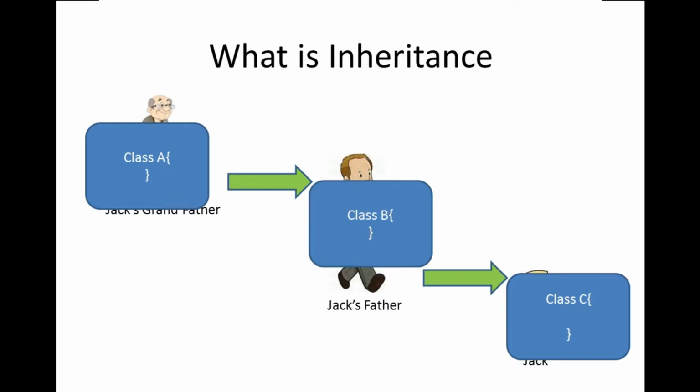One object acquiring the properties from another object is called inheritance. So class C can get the properties from class B and class B can get the properties from class A. This is the inheritance concept in Java.